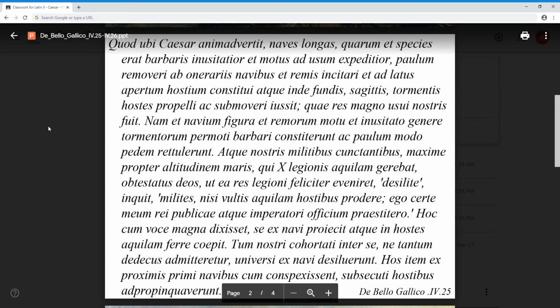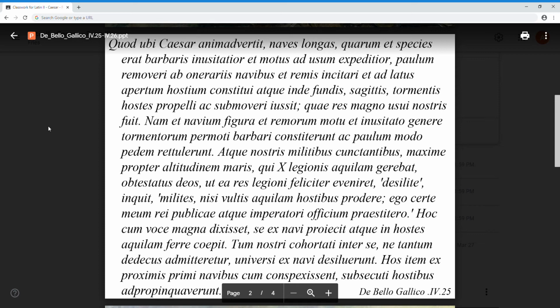And nostris militibus cunctantibus. Well, at first glance, dative or ablative, you're probably thinking, well, this is the usual place we've seen by now for an ablative absolute. It is not, though. This is actually a dative, and it's a dative because it's the indirect object of the main verb inquit. This is whom the Aquilifer addresses. To our soldiers who were cunctantibus, delaying. And why are they cunctor, delaying? Maxime, mostly, especially propter, on account of, the accusative altitudinem maris, the depth of the sea.